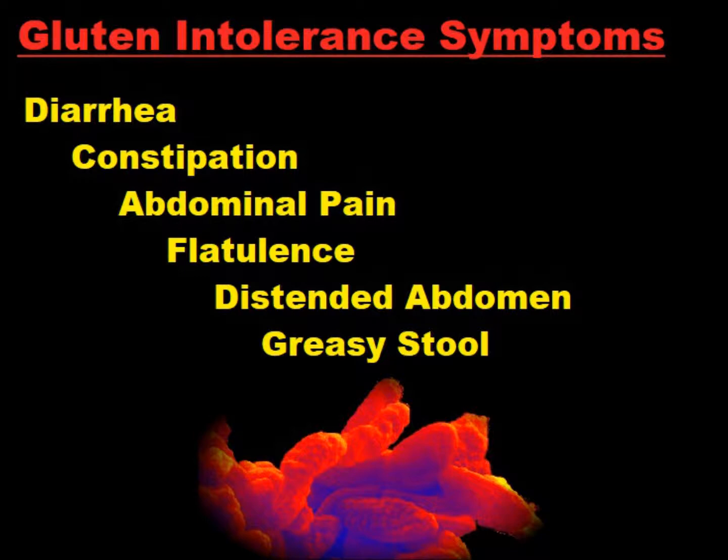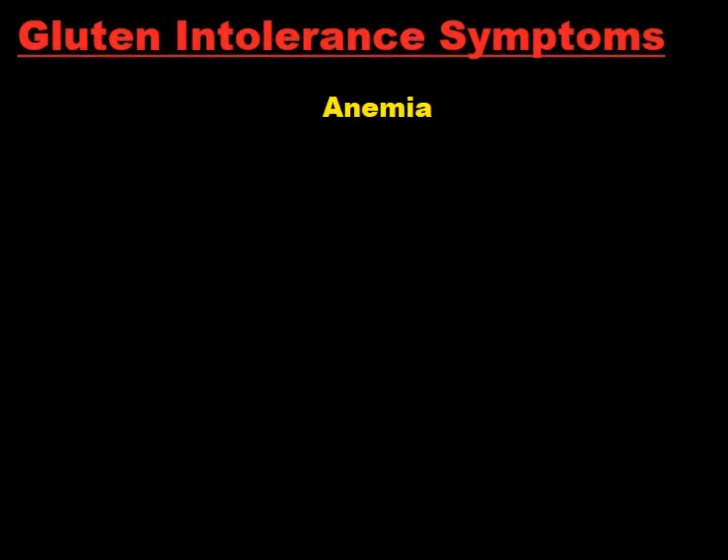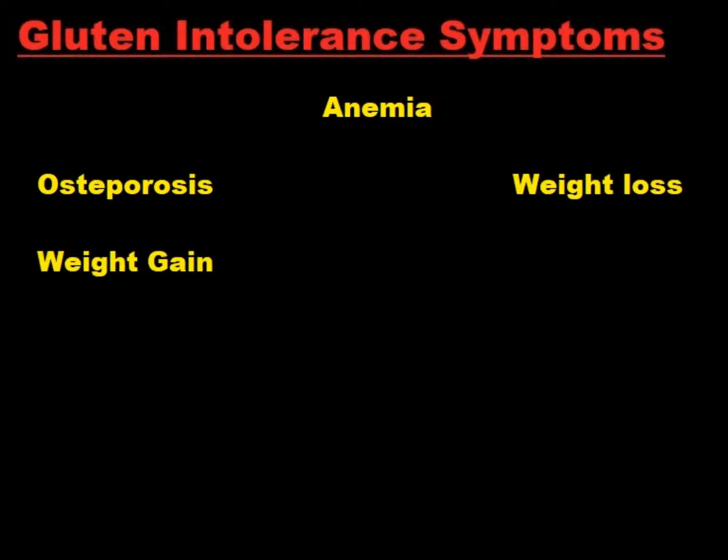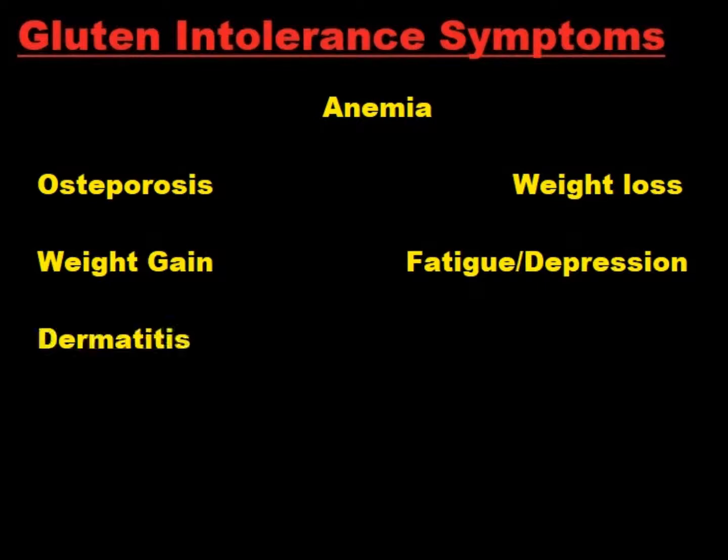Other manifestations of malabsorption can be anemia, which of course is the poor absorption of iron, osteoporosis, which is poor mineral and vitamin absorption, which manifests in the bones, of course, weight loss or even weight gain, but also fatigue, depression, and an itchy skin rash called dermatitis. And also there's at least one type of epilepsy that's also linked to celiac disease.